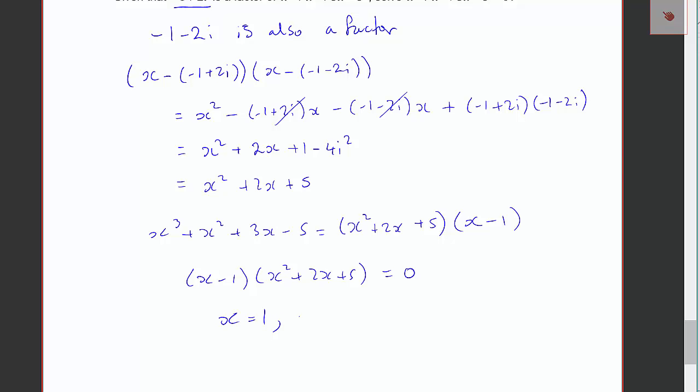And then we've got negative 1 plus 2i and negative 1 take 2i. And those are our three roots.